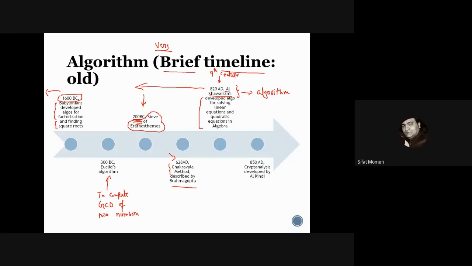Now, around a similar time, 850 AD, the 9th century, there was another Persian mathematician called Al-Kindi. And Al-Kindi developed algorithms for cryptanalysis. Now, can anyone think about what cryptanalysis could be about? So it could be about cryptography and things like that, security kind of things, right? Protecting data. Concepts that are so relevant in today's time.